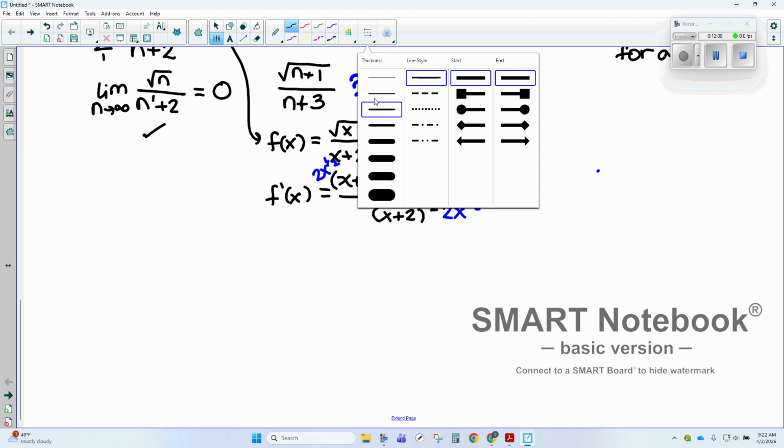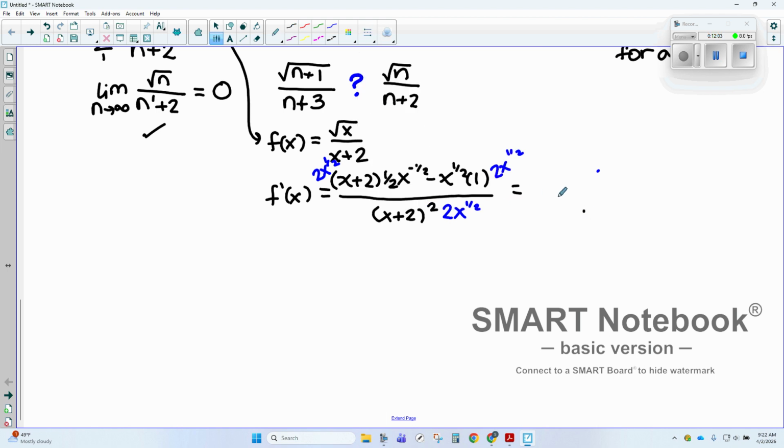So if I multiply everything top and bottom by 2 and x to the 1/2, the 2 and the 1/2 are gone, that becomes 1. I get x plus 2 from here. Here I get minus 2x. And all three of these pieces are still on the bottom. On the top up here, this becomes negative x plus 2.